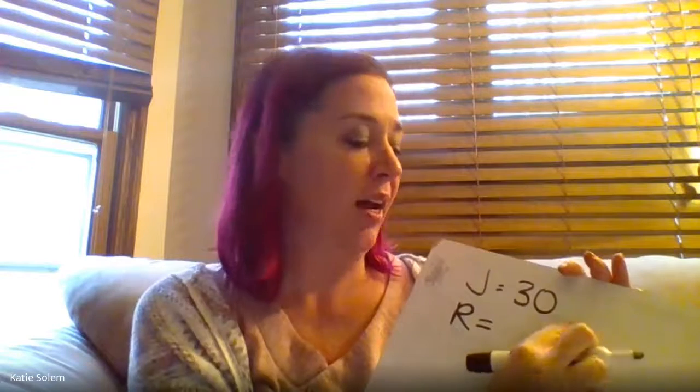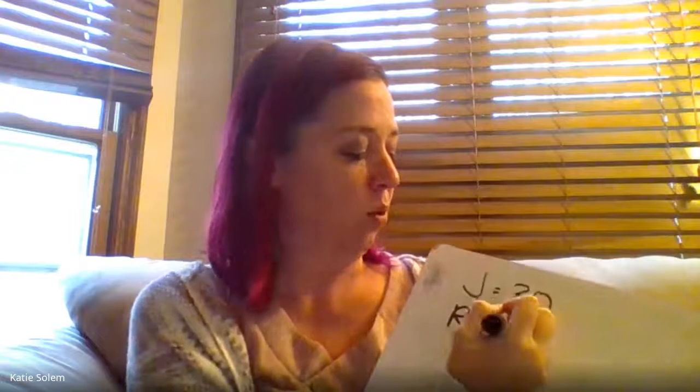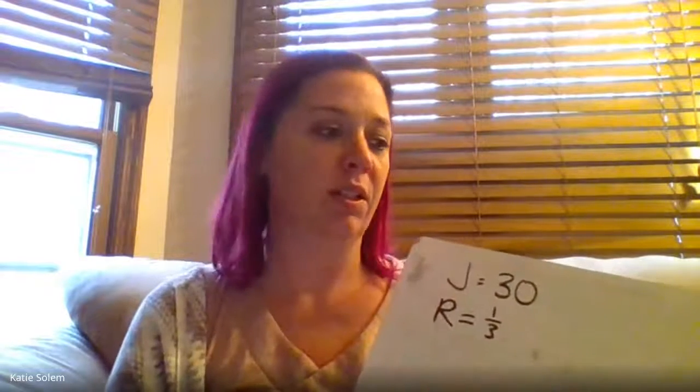Number 5 says, Javon has 30 trading cards. He has 3 times as many as Ramon. How many trading cards does Ramon have? So Javon has 30. And Ramon has, if Javon has 3 times as many as Ramon, Ramon has 1/3 of what Javon has.